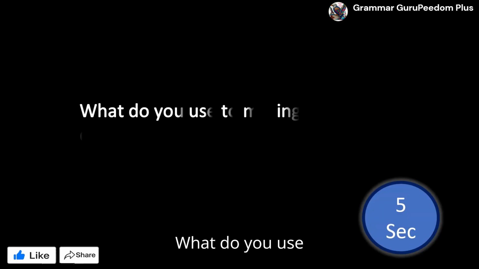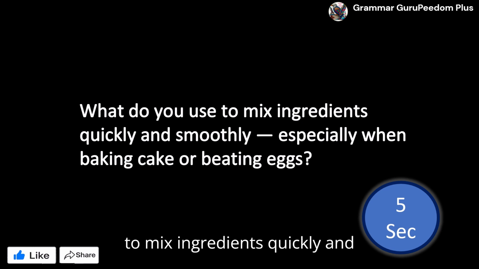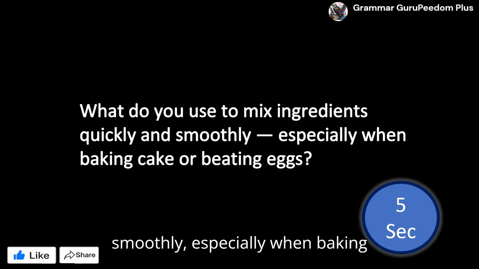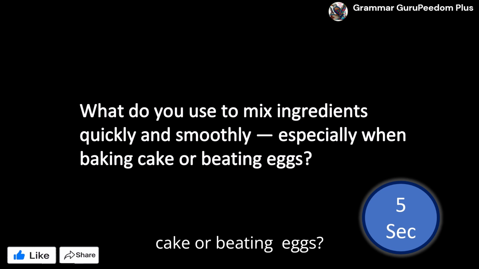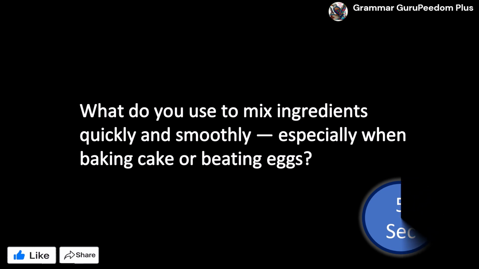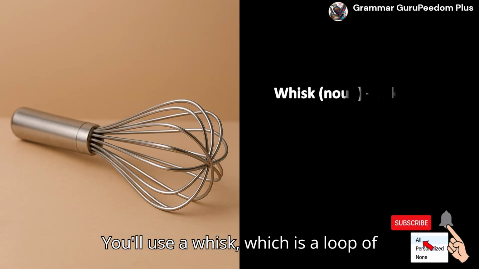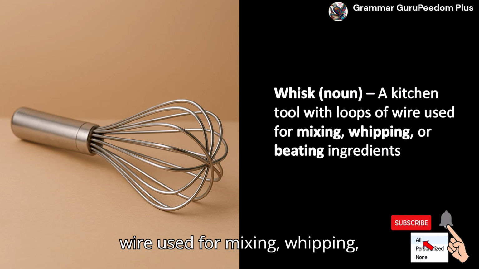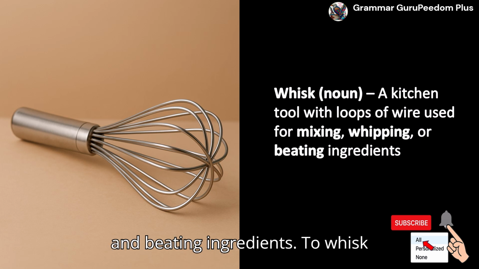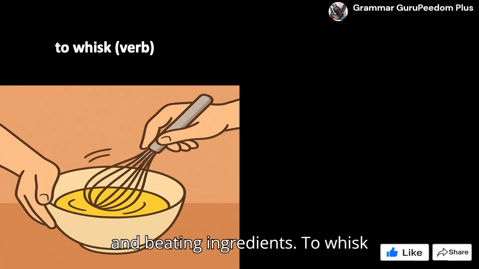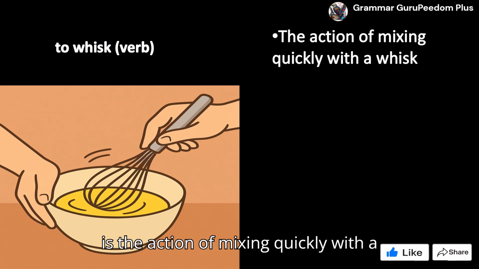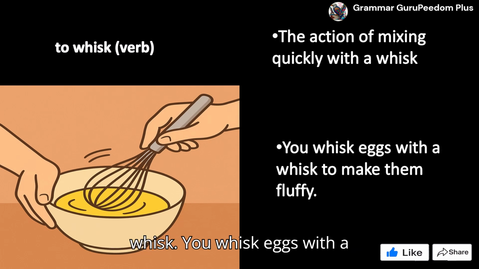Question number 2. What do you use to mix ingredients quickly and smoothly, especially when baking cake or beating eggs? You'll use a whisk, which is a loop of wire used for mixing, whipping, and beating ingredients. To whisk is the action of mixing quickly with a whisk. You whisk eggs with a whisk to make them fluffy.